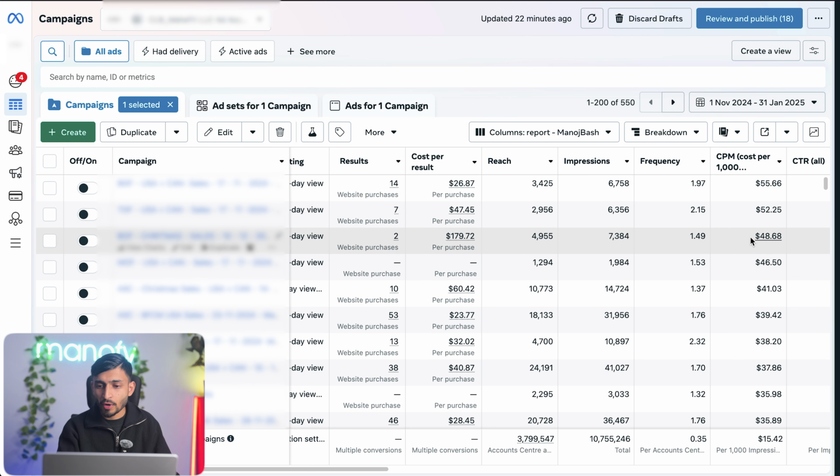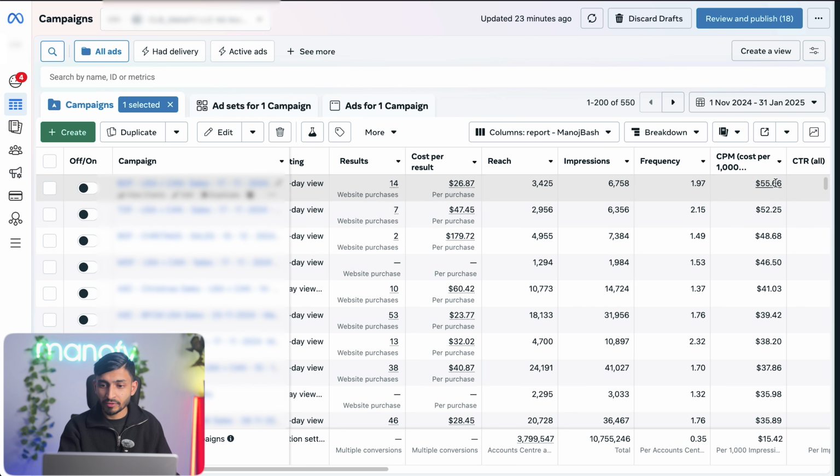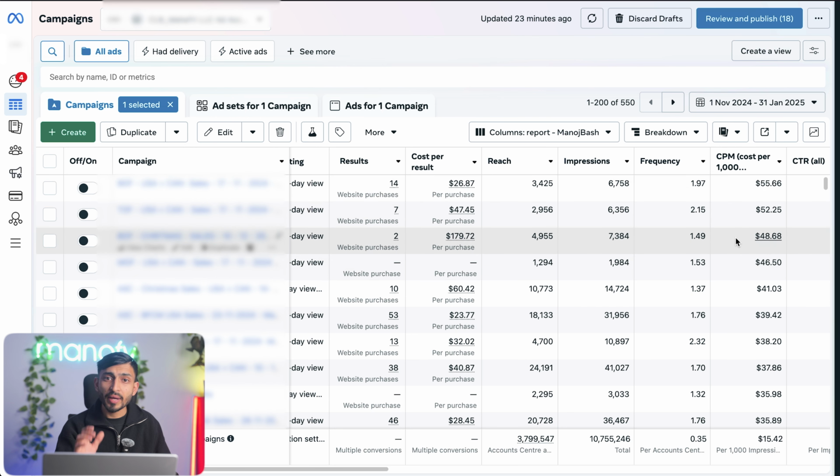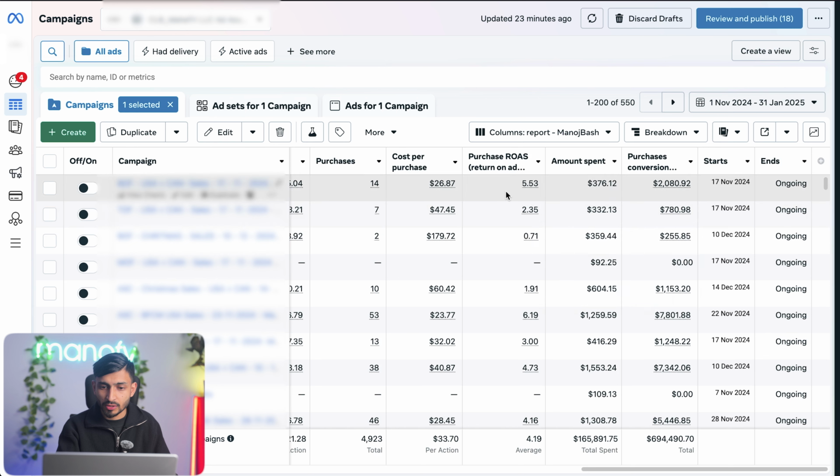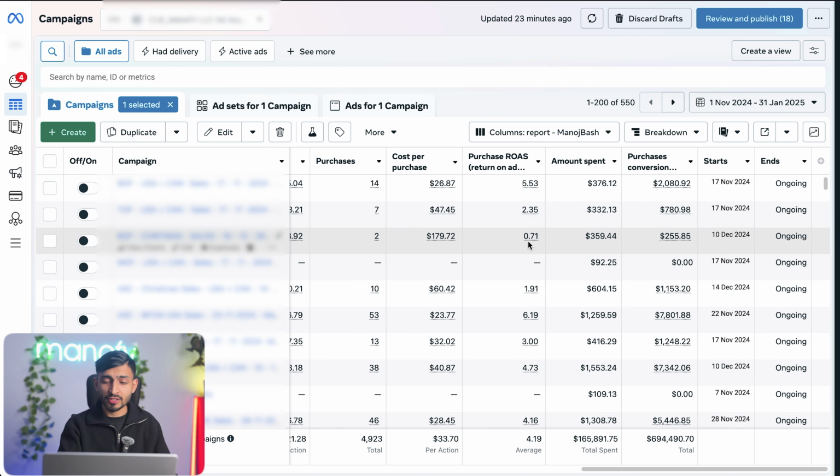It has a CPM of $48, and if we compare this to the first one, it's really cheaper, okay? It's $55, but the main objective of running ads is to get profit. We don't even need to care about other kinds of metrics. So here, this is not really profitable, okay? If I show you the ROAS, the first campaign has 5x ROAS and the third one has 0.71x ROAS, which is not profitable at all, okay?